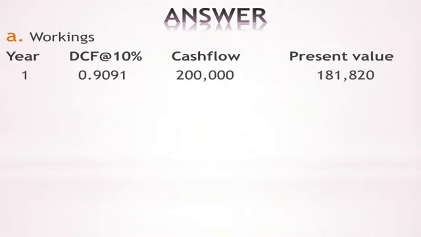So here with year 1, the discount factor will be 0.9091. How do we get 0.9091? Remember the formula: 1 over (1 plus r) raised to the power n.